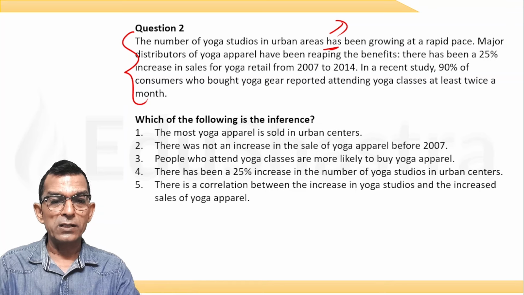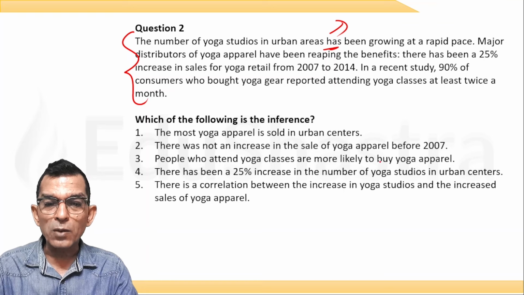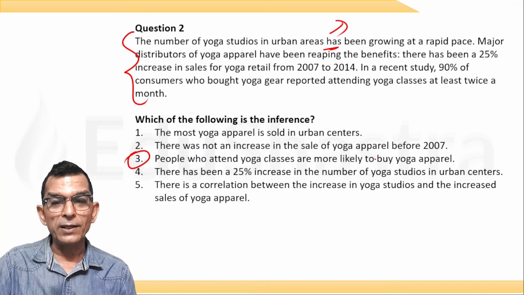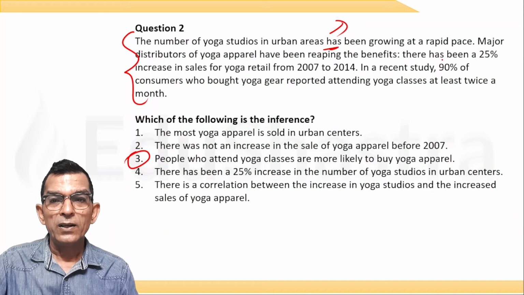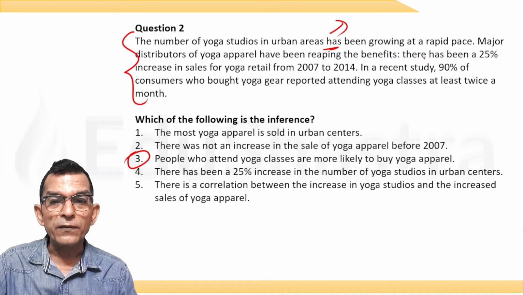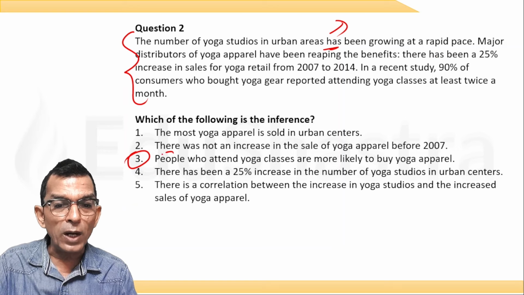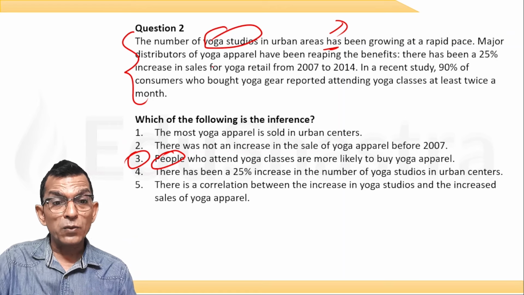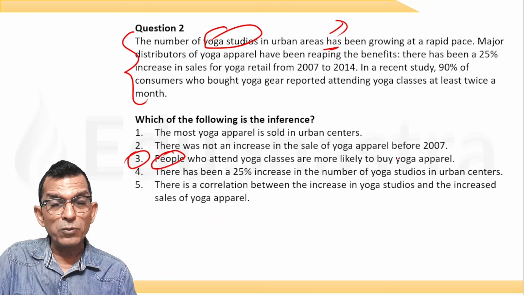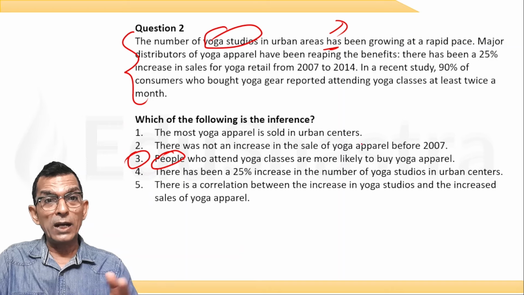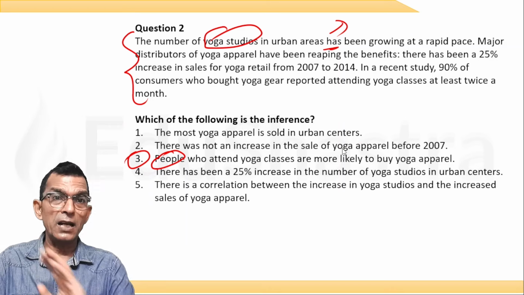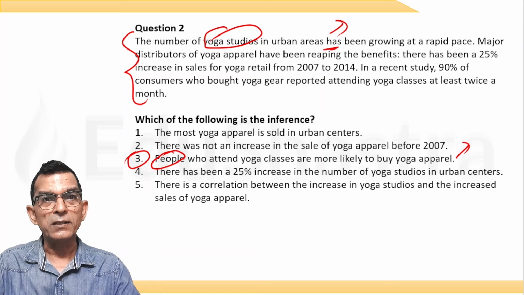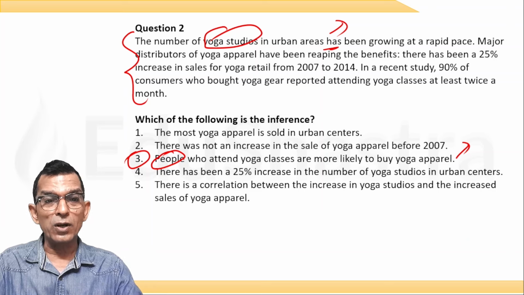What is the answer now? There are two answers. Sir, why not three? People who attend yoga classes are more likely to buy yoga apparel. Now see, major distributors of yoga apparel have been reaping the benefits. There has been a studio. Now here, people who attend yoga classes, what are you talking about here? Yoga studios. Okay. So, is it only those people who attend yoga classes, those are likely to buy more yoga apparel? People buy yoga apparel, but they don't attend the classes. They attend classes elsewhere. Then, will this be a good strong reason? No, sir.